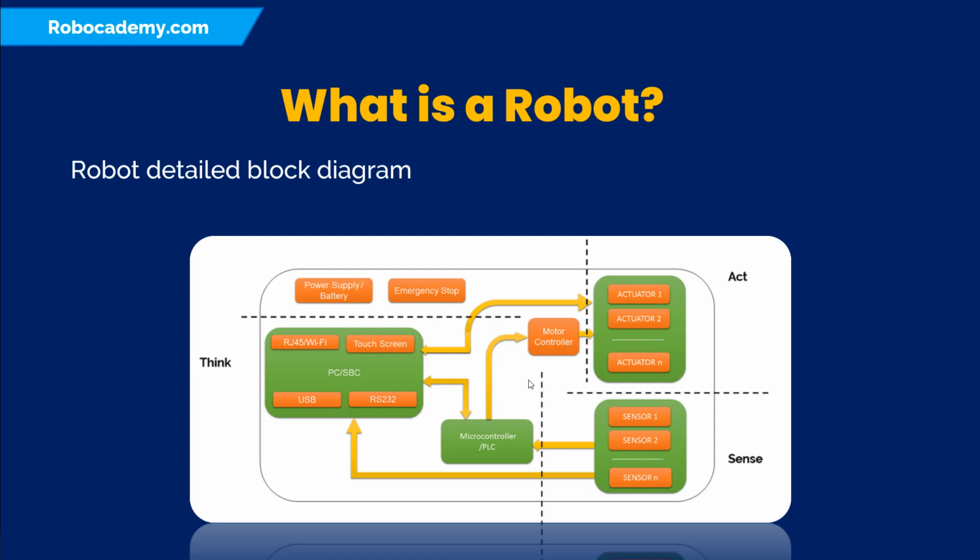Okay, and also you can find microcontrollers along with the full-fledged PC. So these all belong to the computing. These are the main components in the robot.